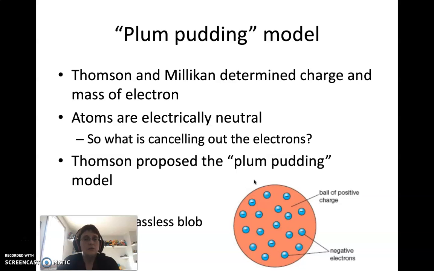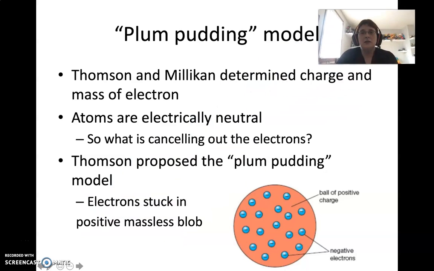Well, Thomson proposed the plum pudding model. Basically, that the electrons are stuck in a positive, massless blob, plum pudding being the dish of the day. So there's this big lump that is positively charged, and then the negative electrons are just kind of stuck in it like raisins. This model lasted for a little while, but not for very long.